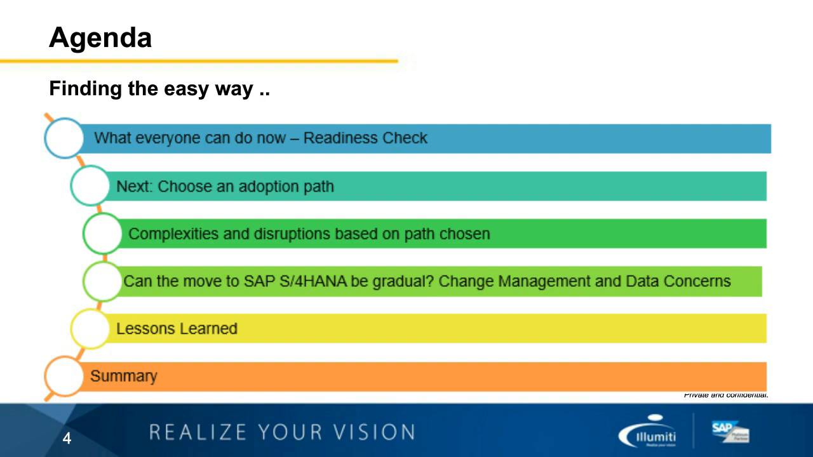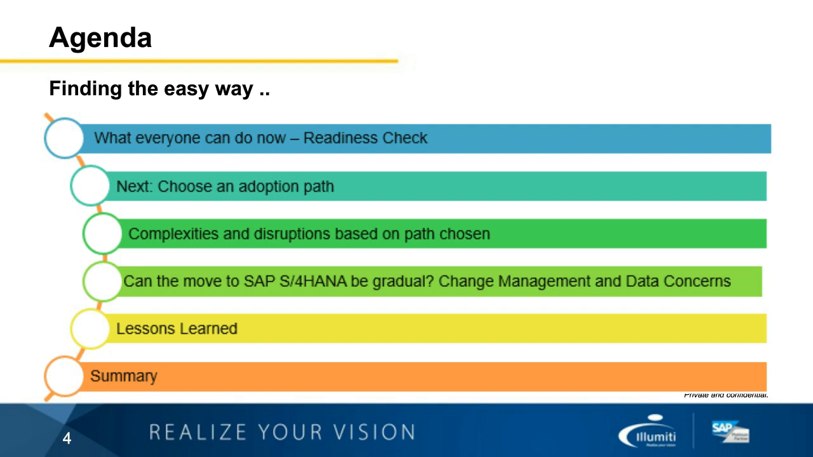And there are a number of options that SAP has laid on the table that most of you have probably seen by now. But we'll talk a little bit about each of those paths, and then also talk about the complexities and disruptions that you might face based on the path that you choose. And then we're going to talk a bit about moving to SAP S4HANA in a gradual way. And the question is, is that even possible?